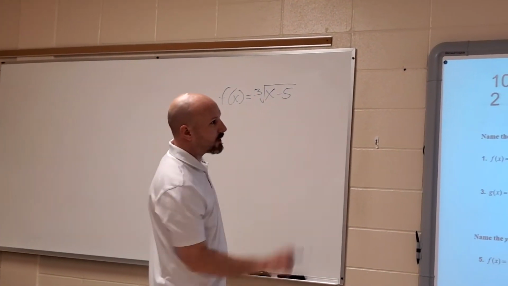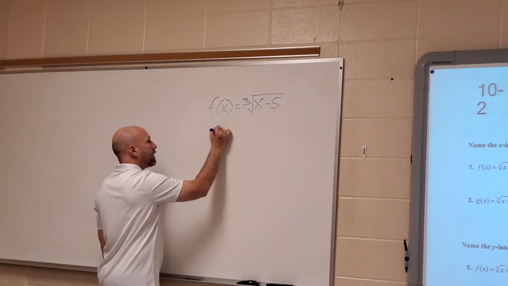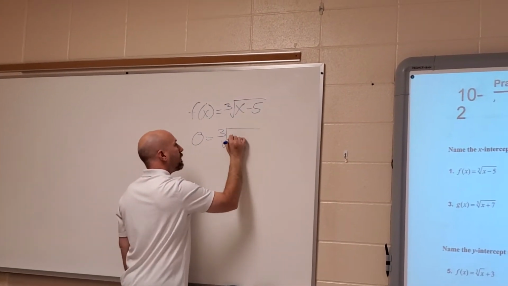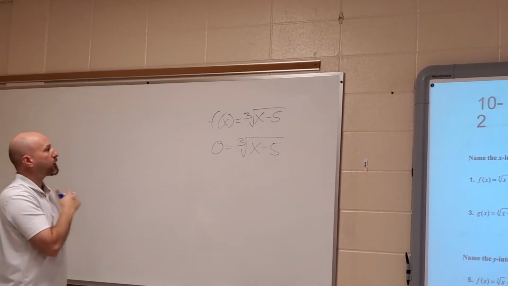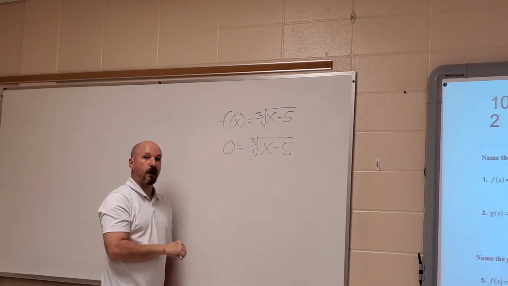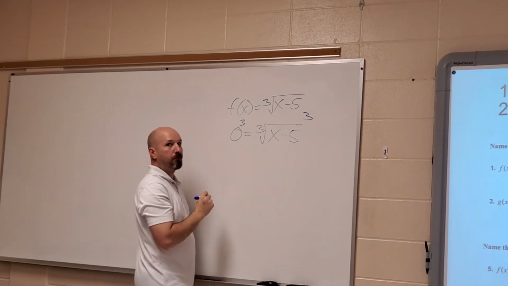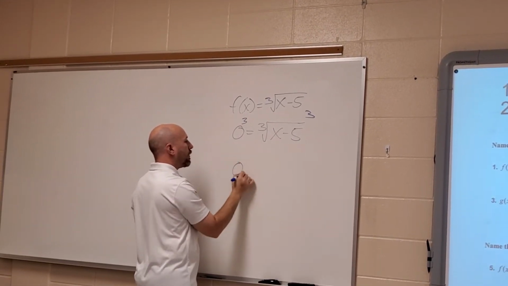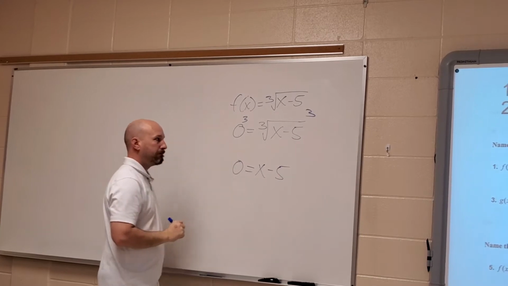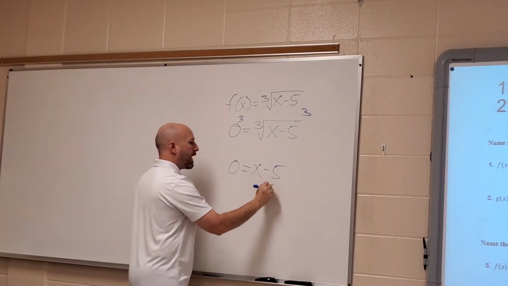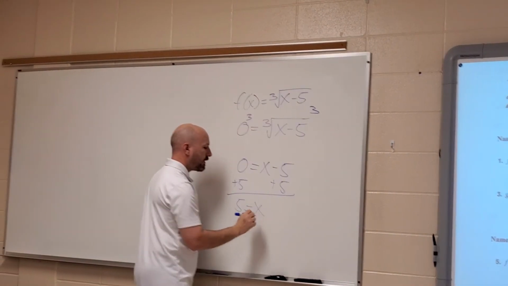So, if we're looking for the x-intercept, we're going to put a 0 in for y. So this is our y. In order to solve this, we have to get rid of this cube root. And to get rid of a cube root, you cube. So we cube both sides. Okay, so 0 cubed is 0. And the cube of a cube root goes away. And so now we just add 5 to both sides. And we get 5 equals x.